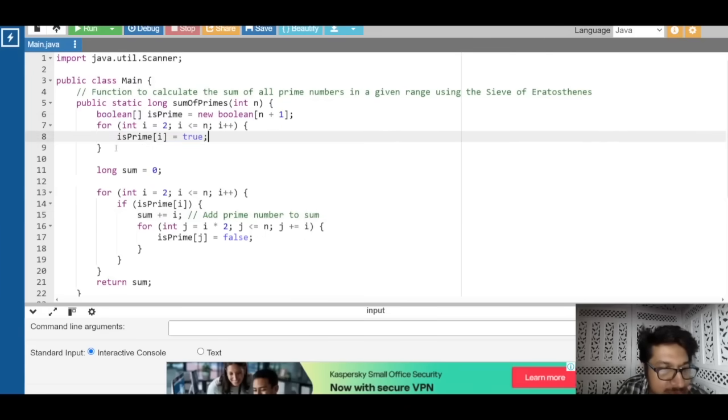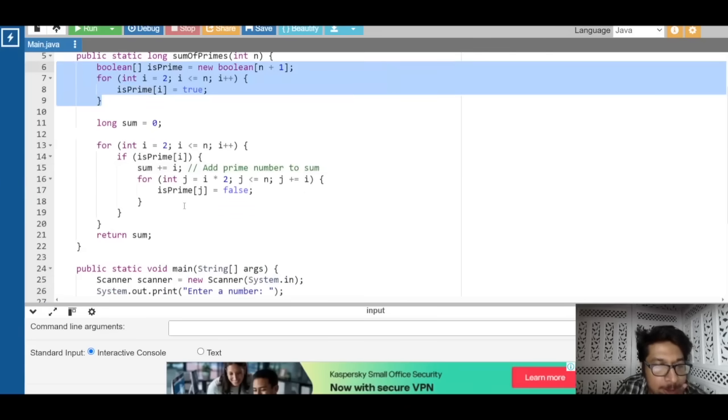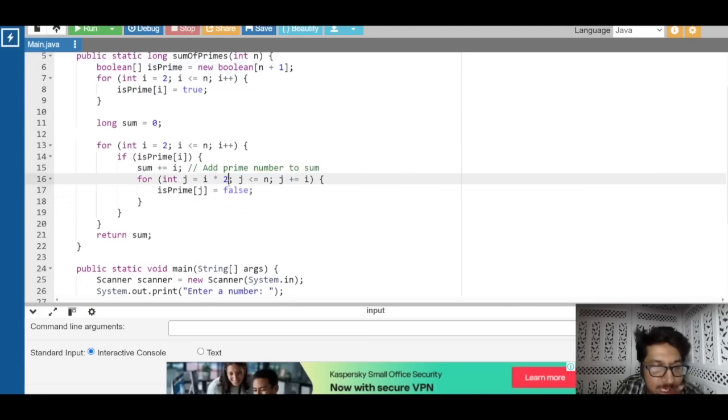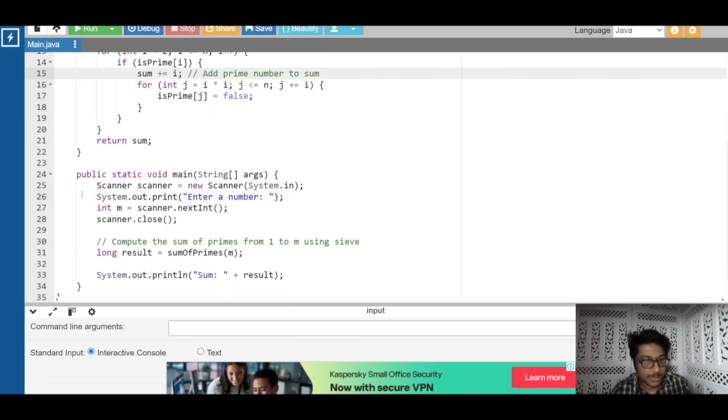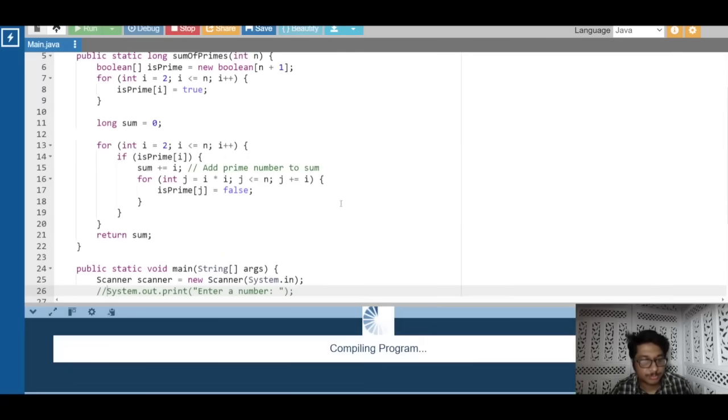So you mark everything as true at the beginning. This is also same. Again, 2 multiplied by I. This will also work with I multiplied by I as well. Okay, this is exactly the same. Just take a number, enter a number, and that is how it would be. If you run this.